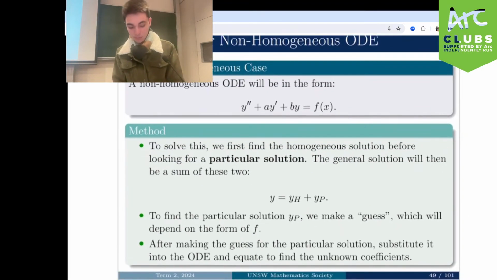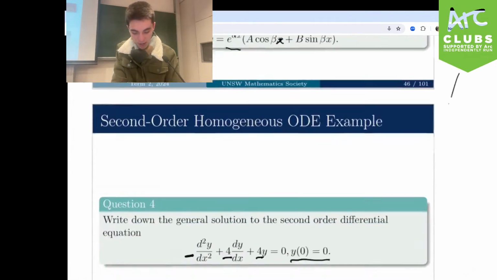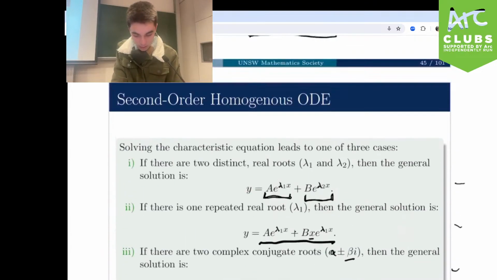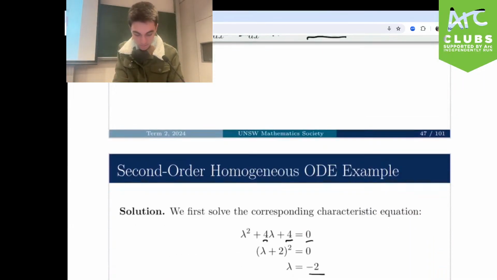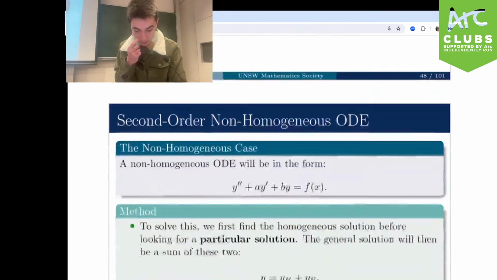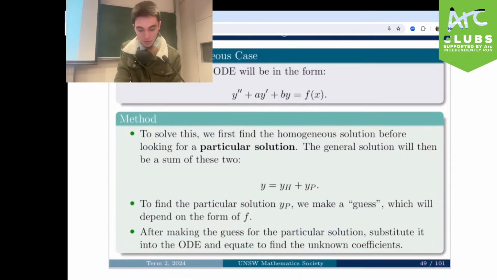Okay, let's move on. Now, a little bit of a more complicated case. Up until now, we've been looking at second order equations where on the right hand side it's all equal to 0. But sometimes you will see a second order non-homogeneous differential equation, which means that on the right hand side you actually have some function of x, right? And you can't exactly apply the same techniques to find the solution, right?